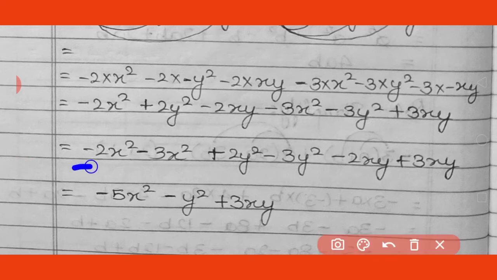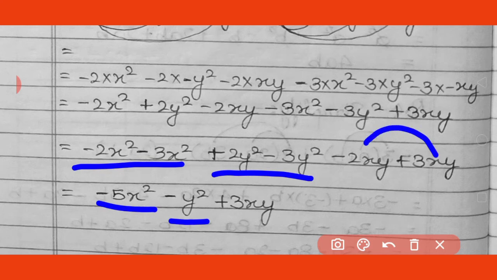So here both signs are same, so they will add, so it became minus 5x square. Here different signs are here, so they will subtract. So 3y square subtracted 2y square, it became minus y square. 3xy subtracted 2xy, it is getting xy. By mistake I have written 3xy, so you will please correct it and write 1xy.